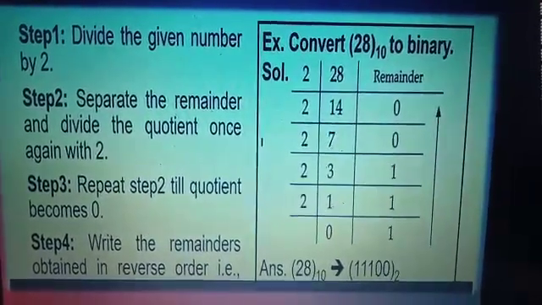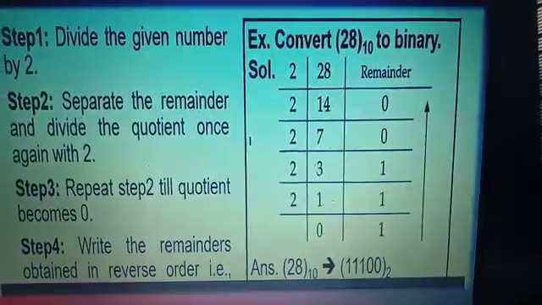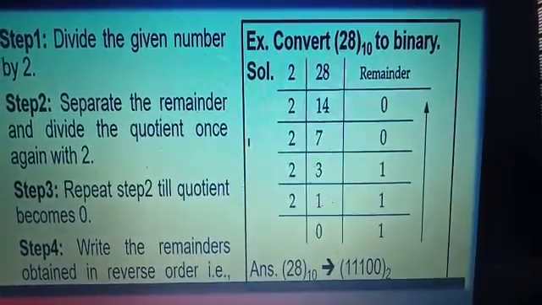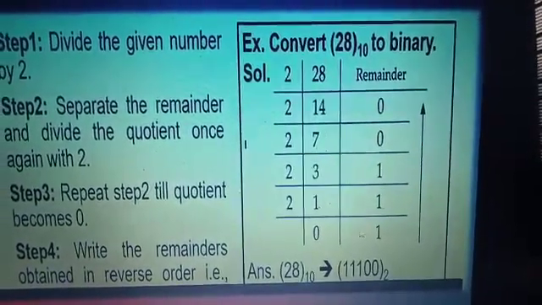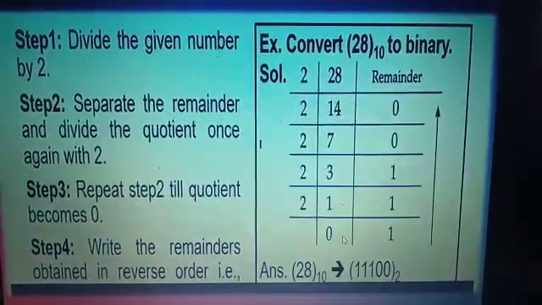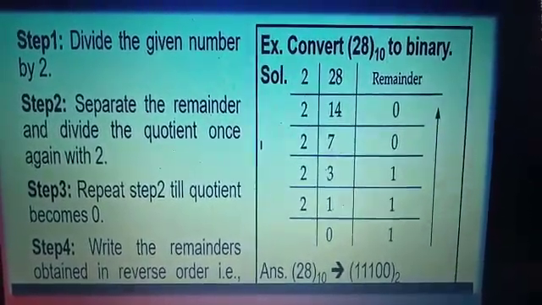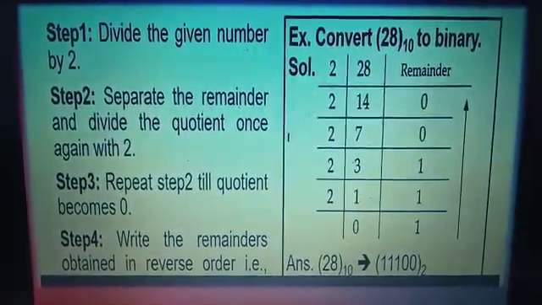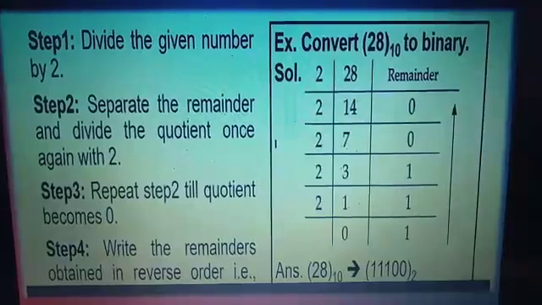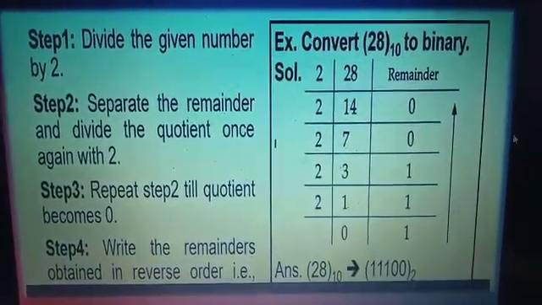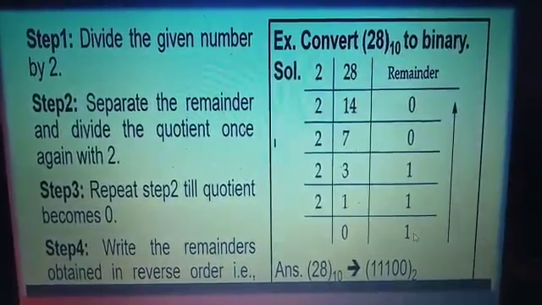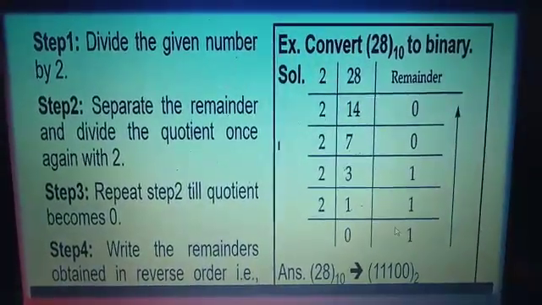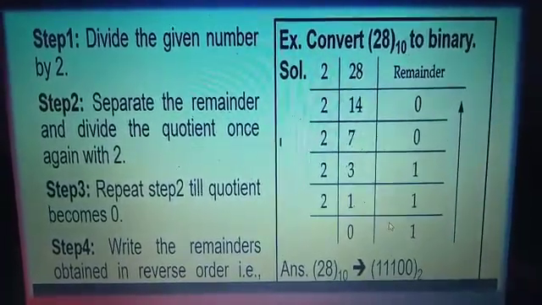Then step 3. Repeat step 2 till the quotient becomes 0. You have to repeat this step till your quotient becomes 0. Have you seen that one? When the quotient becomes 0, that 1 is there, no? That one you have to write in the remainder place. This one you have to write in here. And after that you get the remainder here.